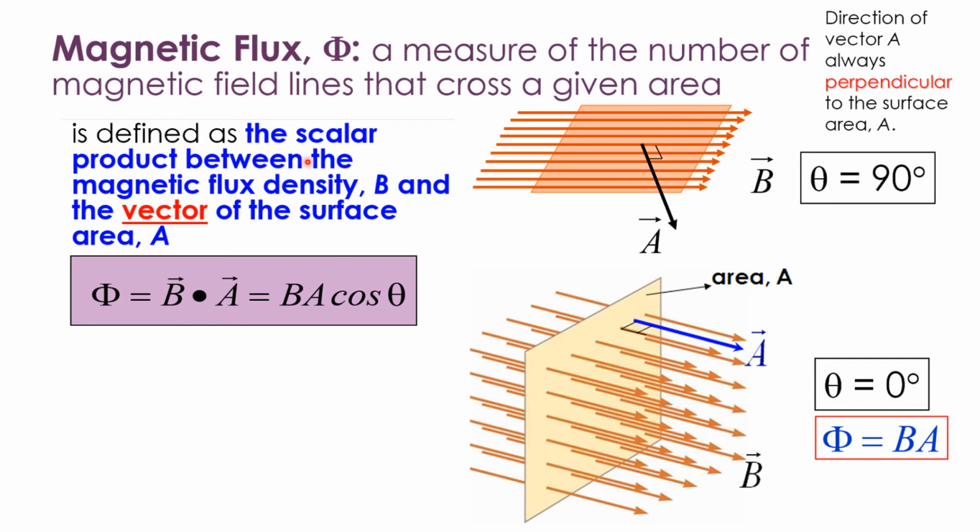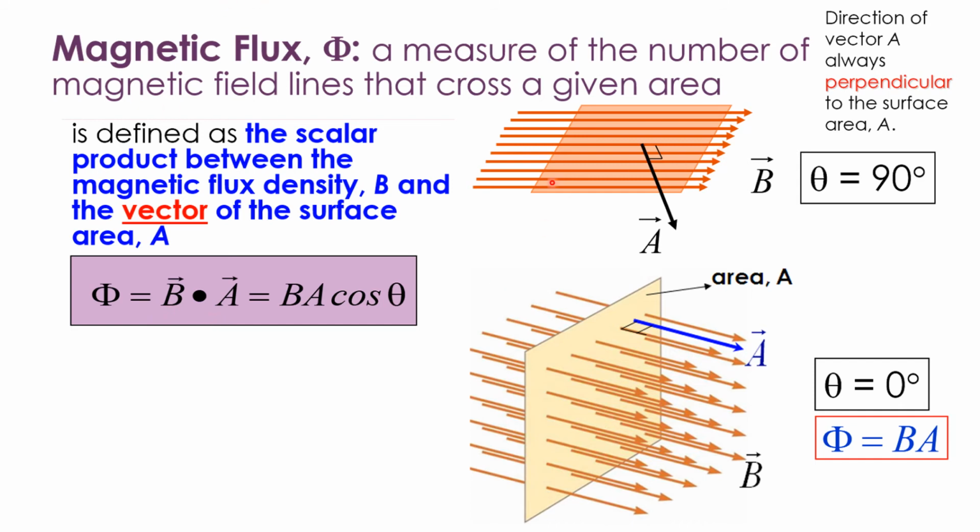Magnetic flux is defined as the scalar product between the magnetic flux density B and the vector surface area, vector area A. So phi equals B dot A, and we get phi equals BA cos theta. Here phi is magnetic flux, theta is the angle between B and A, B is magnetic flux density, and A is the area of the plane. Phi is a scalar quantity. Its unit is Tesla meter square or Webers.